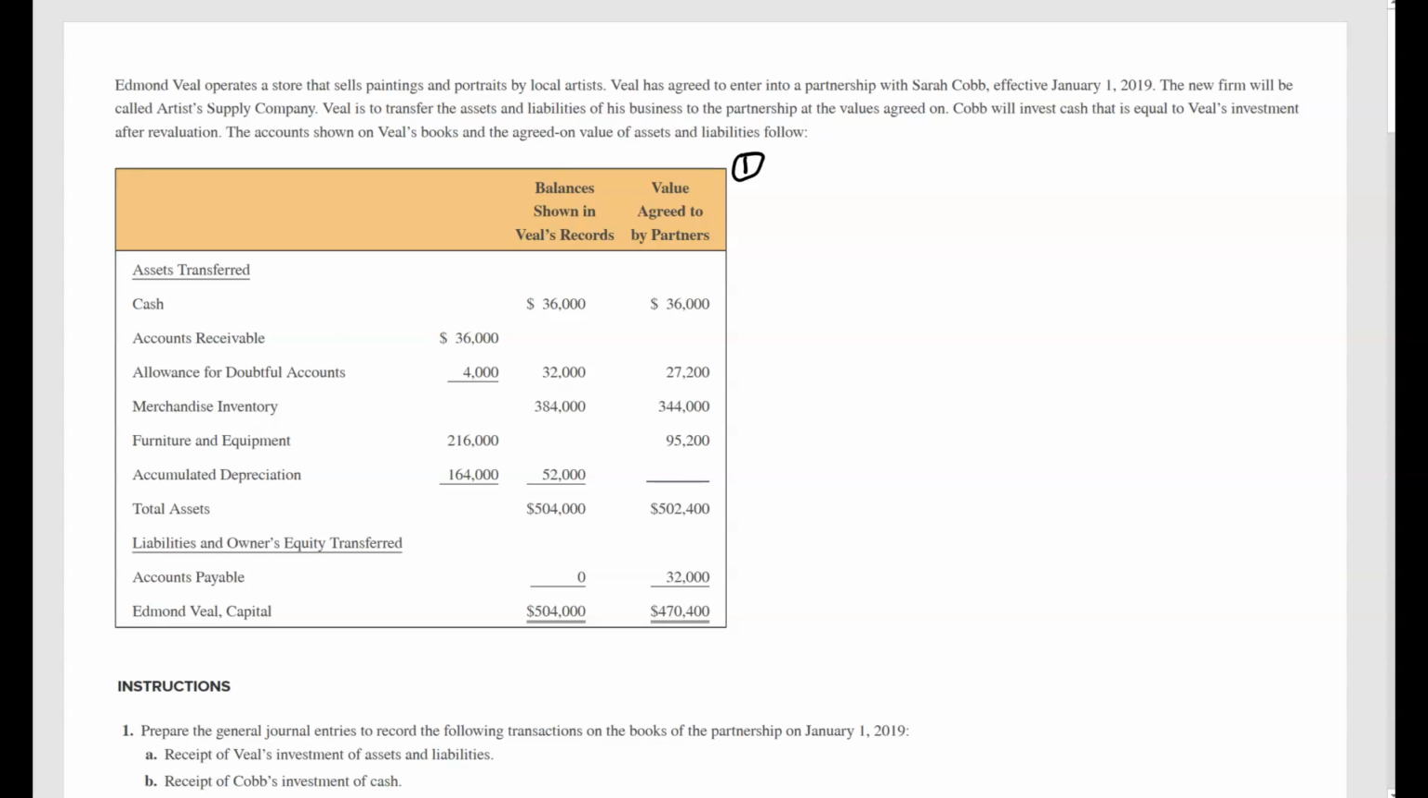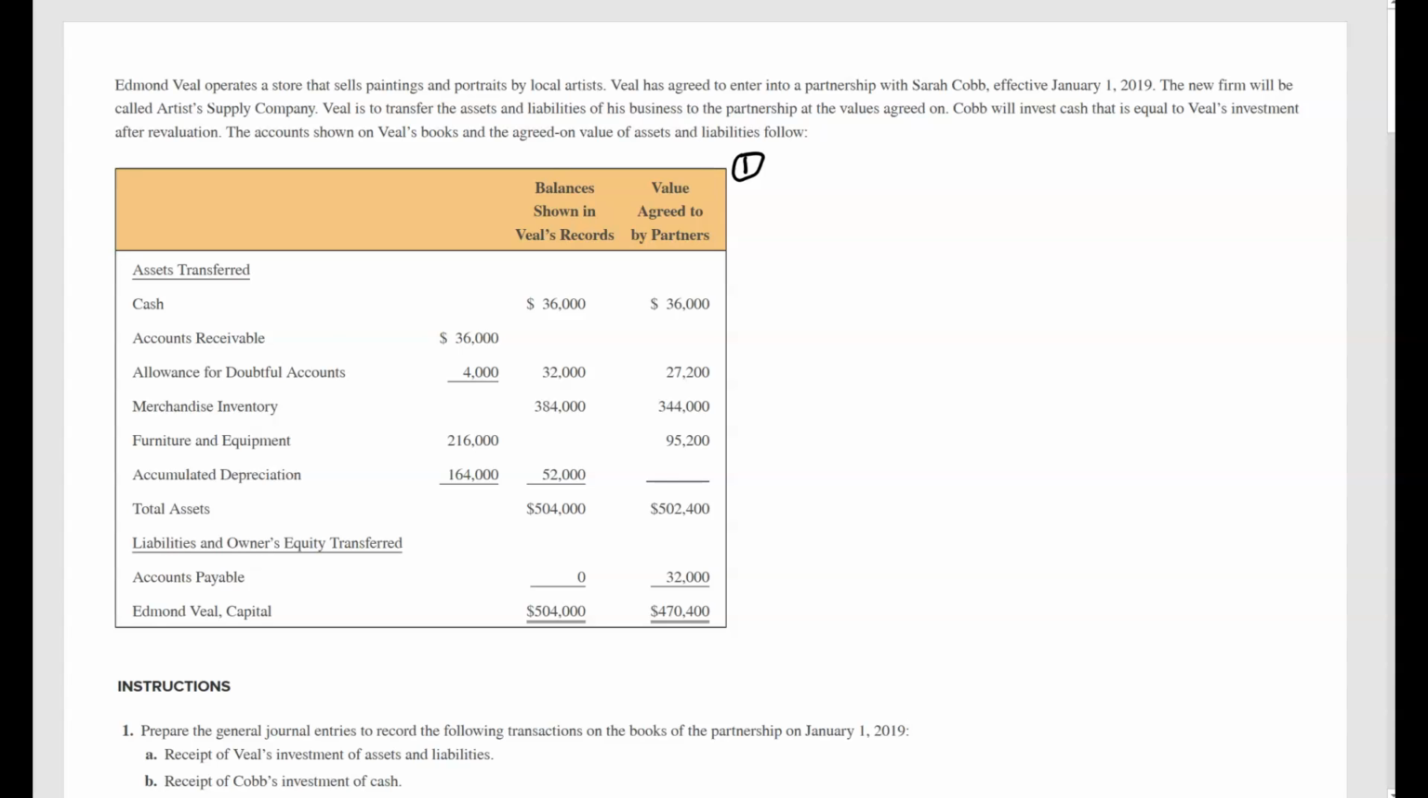Okay, so this first one is on working with partnerships and adding someone on, creating the partnership, and then figuring out how much is going to be in each capital account, and then also do a balance sheet.